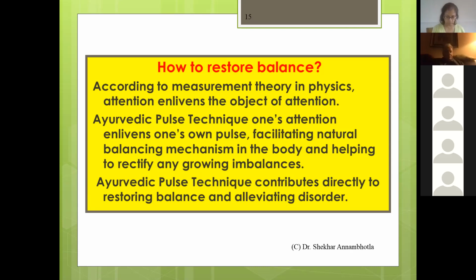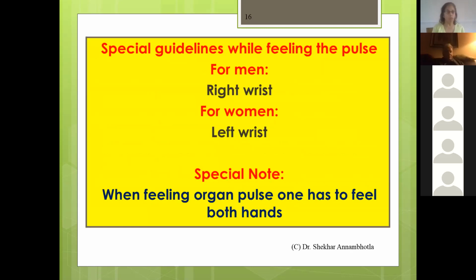The Ayurvedic pulse technique contributes directly to restoring the balance and alleviating disorders. It helps not only in restoring the balance but also in alleviating disorders through various techniques: herbs, marma chikitsa and mantra chikitsa, as well as panchakarma, psychotherapies, and meditation. You can work on those.